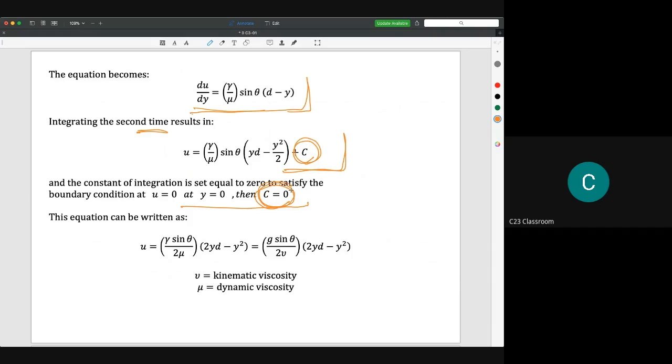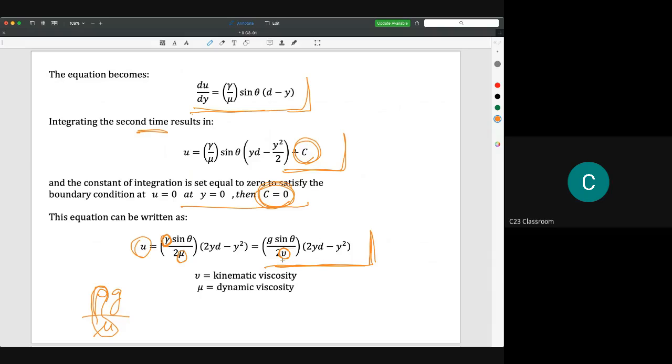And then finally you will simplify, or you could produce the value of u here equal to this term. Because we have mu here, we have gamma here, which is rho and g. And then we have mu here, so it is divided by mu. I think you already know that rho over mu here is actually equal to nu.